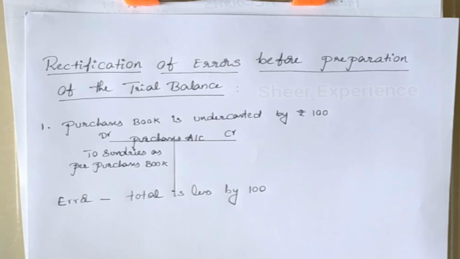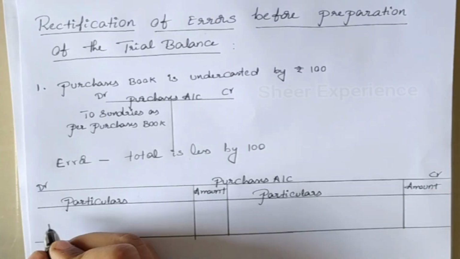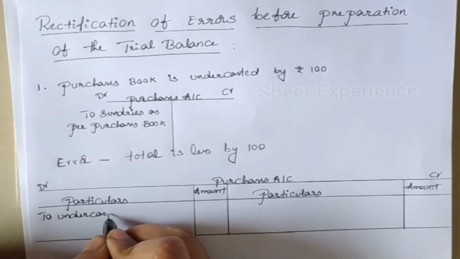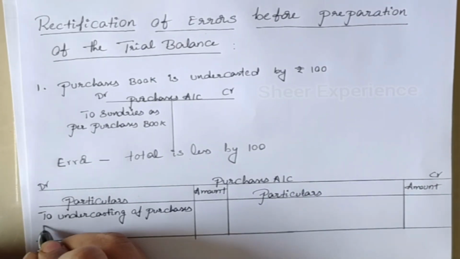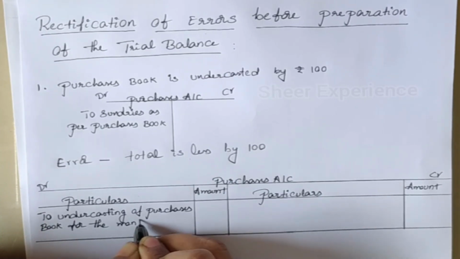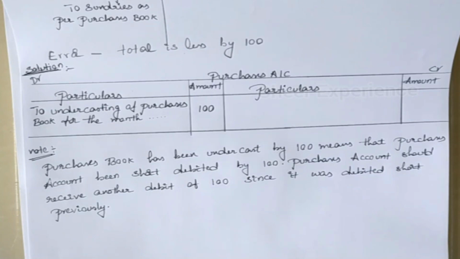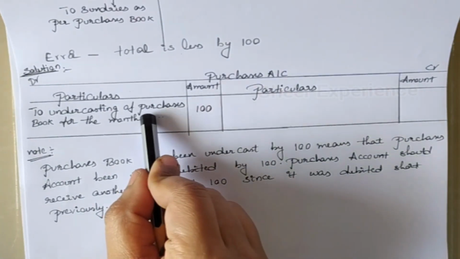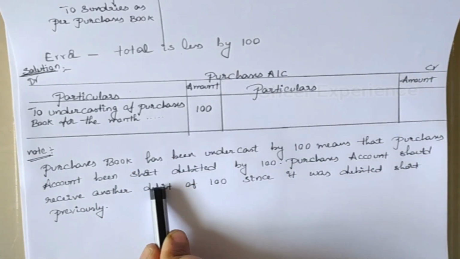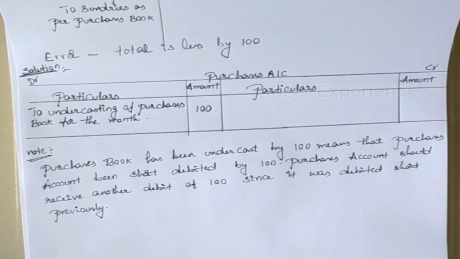What should we do now? To correct this transaction, we need to add 100 to the purchase account so that the total comes to 200. So in the purchase ledger account, we will mention on the debit side 'To undercasting of purchases book for the month' and the amount is 100. Here I have mentioned a note below the purchase account. So you need to mention both, that is purchase account and the note in the examination.